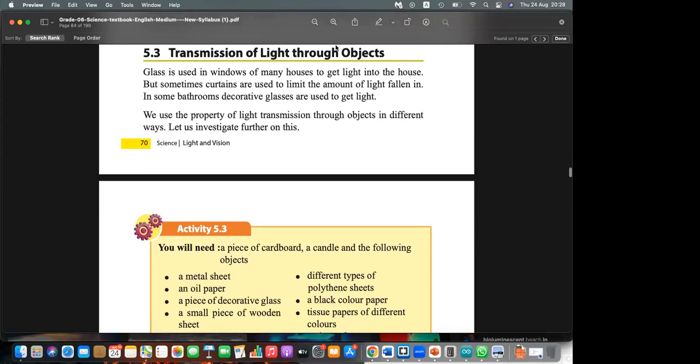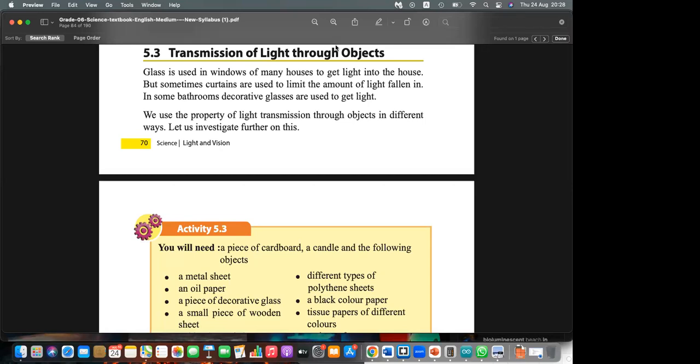Then transmission of light through objects. Some objects are capable of sending light through them. Example, glass. Light will transmit through glass. But there are semi-transmitting objects too, which do not fully transmit the light. And there are opaque objects, which do not really transmit light.